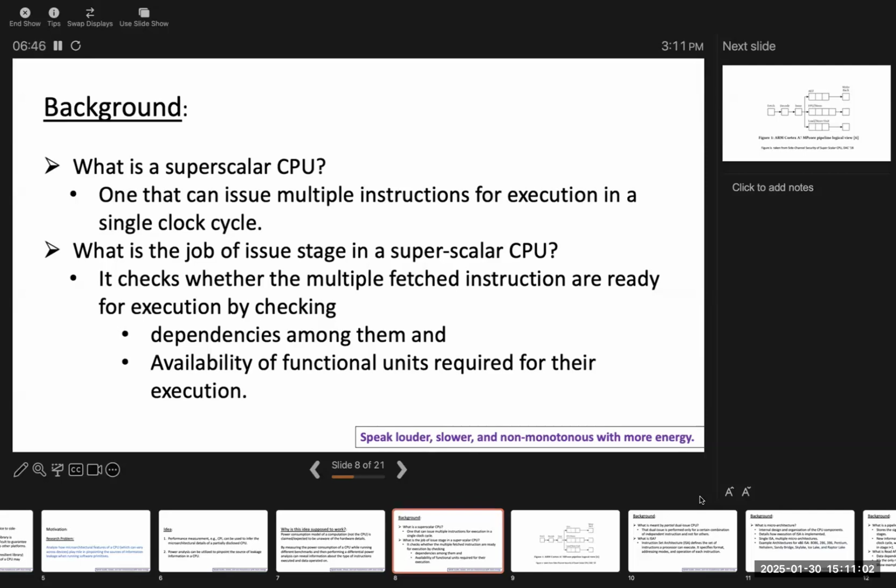And then in the issue stage, what we do is ask: can we issue both of those instructions for execution or not? It depends basically on 2 things. One is whether these 2 instructions have dependencies or not. The second is whether the functional units on which those instructions need to execute are available, let's say one of them is add and another is multiply. This next stage contains the functional units. If there are no dependencies between the 2 decoded instructions and the functional units they need are available, if both conditions are met, we can issue them for execution. So this is the job of the issue stage in the superscalar CPU.